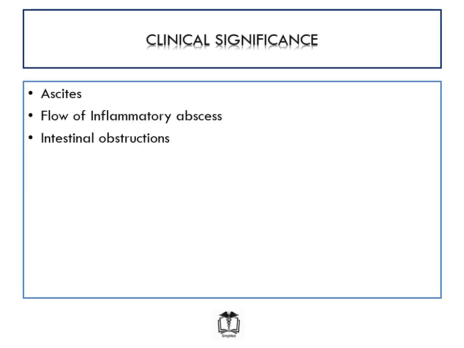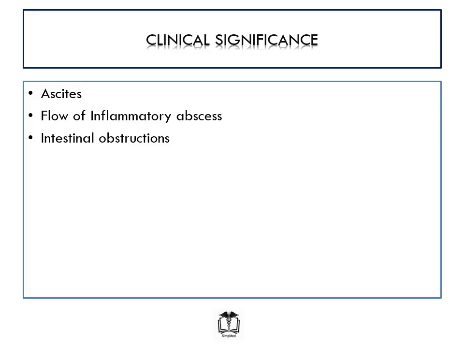So let's talk quickly about the clinical significance of the peritoneum. Number one would be the subject of ascites. Ascites is when we have excess accumulation of peritoneal fluid within the peritoneal cavity. And as a result, this will lead to distension of the abdominal wall.